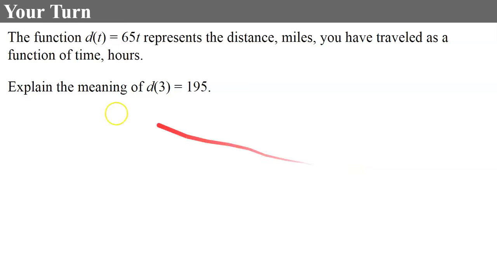Your turn. The function d of t is equal to 65t, and it represents the distance in miles that you have traveled as a function of time in hours. I would like you to explain the meaning of the function d with an input of 3 and an output of 195. So go ahead and pause, write it down, and come back and hit play when you're ready to check your work.